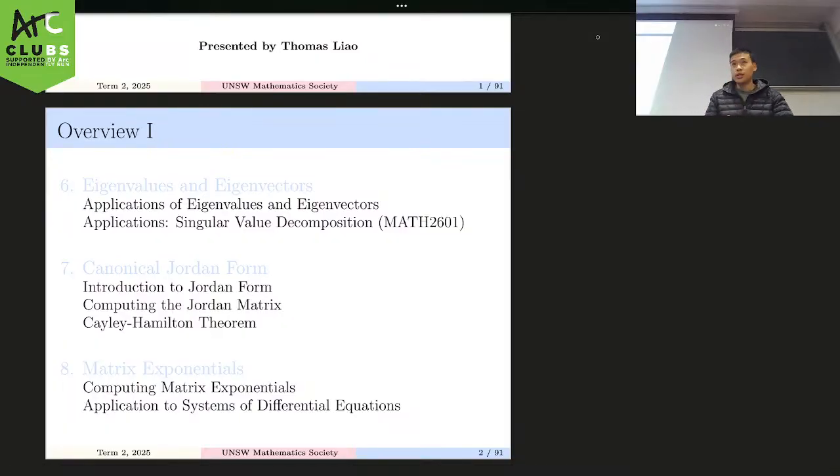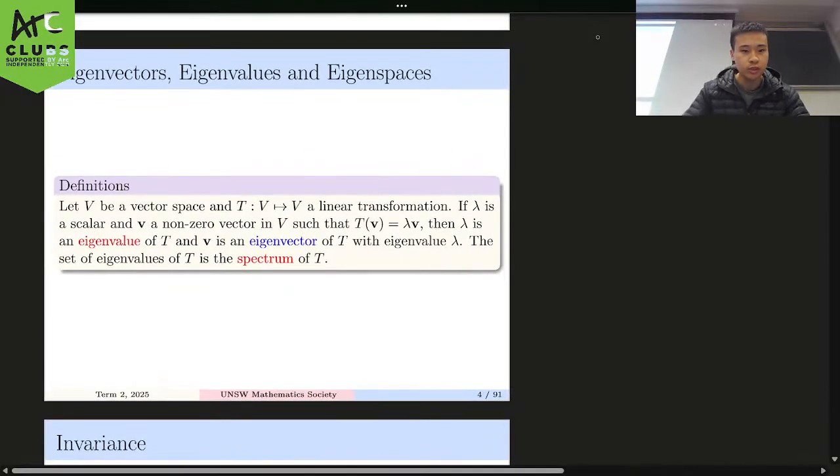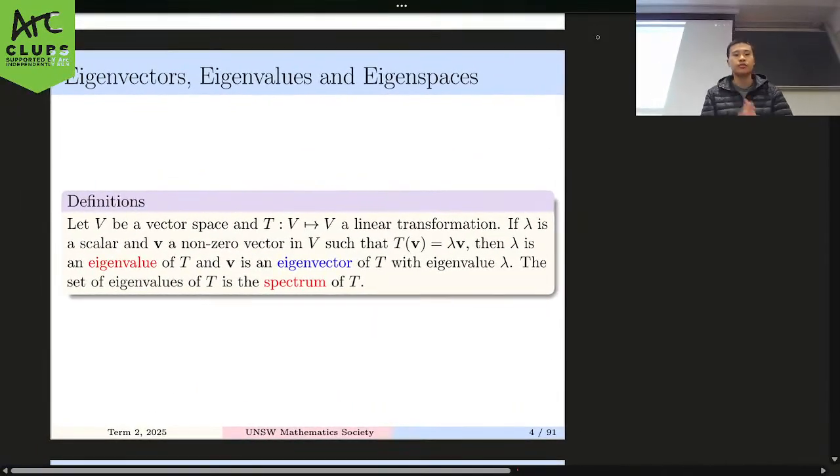So yeah, welcome to Math2601 Revision Seminar Part 2. Today we'll be covering the last three topics. I think the last one's determinants. So here we'll be covering eigenvalues and eigenvectors, followed by Jordan form, and then matrix exponentials, which is powers of matrices. Okay. So eigenvalues, a bunch of eigen stuff.